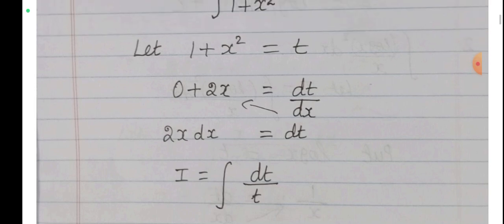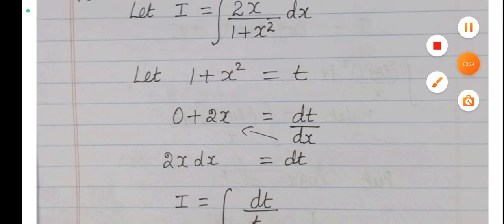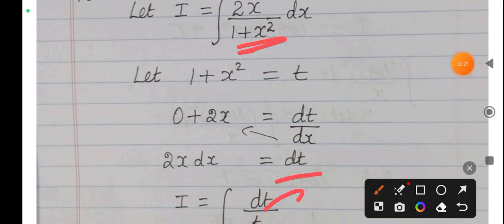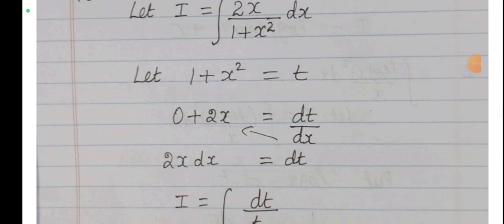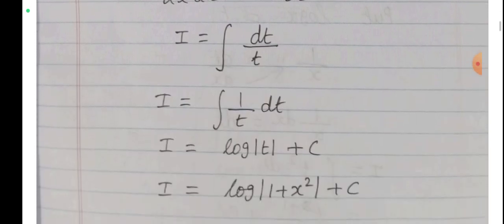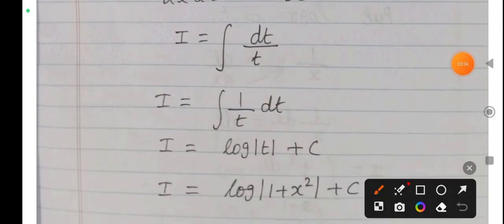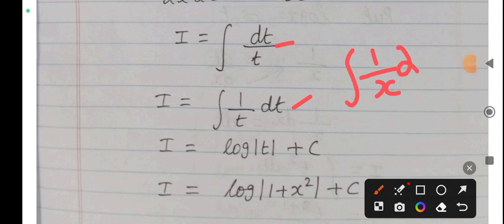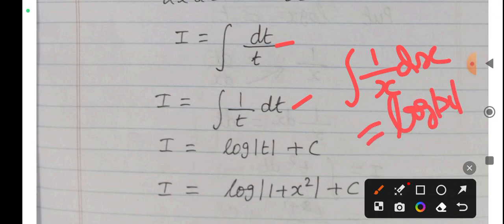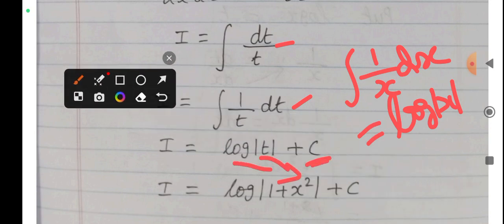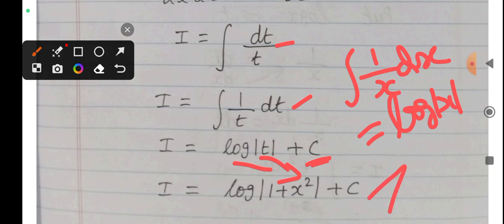How did we get it, understood? I repeat. 2x dx is dt and 1 plus x square is t. I have changed the variable from x to t. Now I have to integrate with respect to t only, because dt is here: 1 by t dt. We all know, children, the integration of 1 by x dx is log mod x plus c. We have this standard formula; you can check it in the first video. So log mod t plus c. The value of t is 1 plus x square, so log mod 1 plus x square plus c.